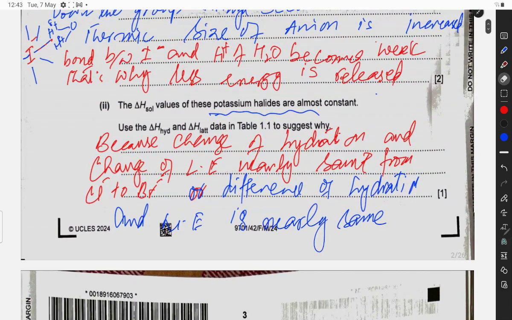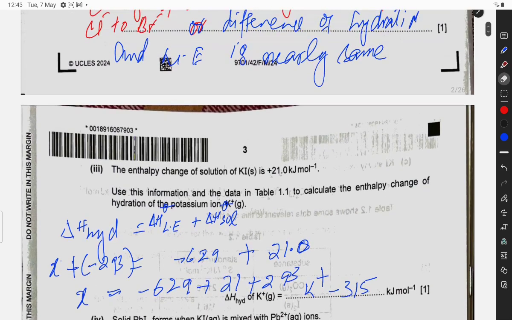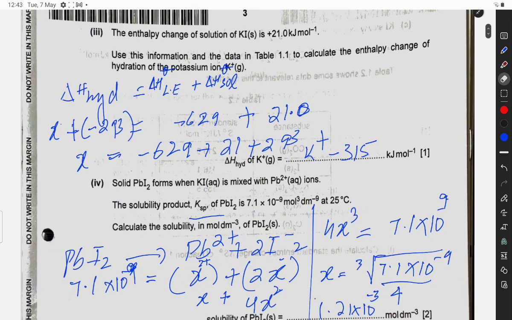So we know minus 629 in case of iodide, this is the enthalpy change of lattice energy, and the enthalpy change of hydration of iodide is minus 293. This is what we have to find, the enthalpy change of hydration of the potassium ion. You can write it like this: enthalpy change of hydration of K positive ion plus minus 293, this is given in the above table, equals minus 629 plus 21.0, the delta H solution. So the answer is the enthalpy change of hydration of the potassium ion is equal to minus 315 kilojoules per mole.